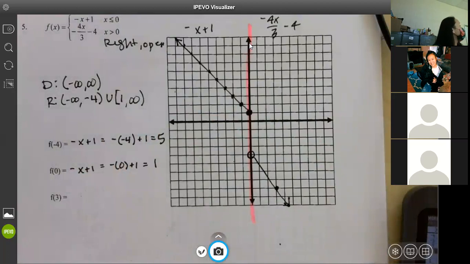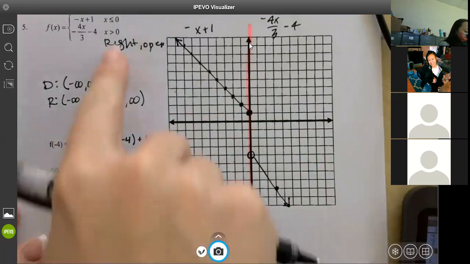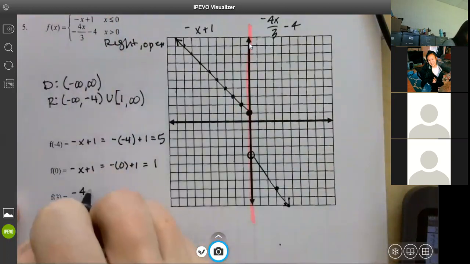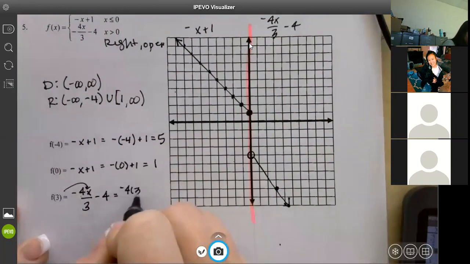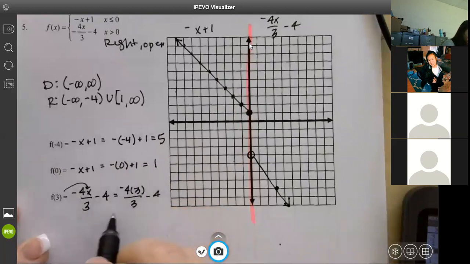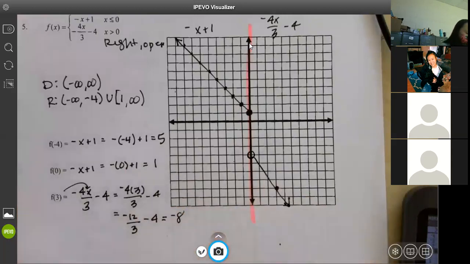All right. We're just going over the quiz that we did yesterday. So we're on number 5 of that quiz. And then 3 is greater than 0, so we plug in 3 right there. Negative 4 times 3 is negative 12, over 3 is negative 4. Minus 4 is negative 8. Okay. So you should have 5, 1, and negative 8. Any questions on number 5?